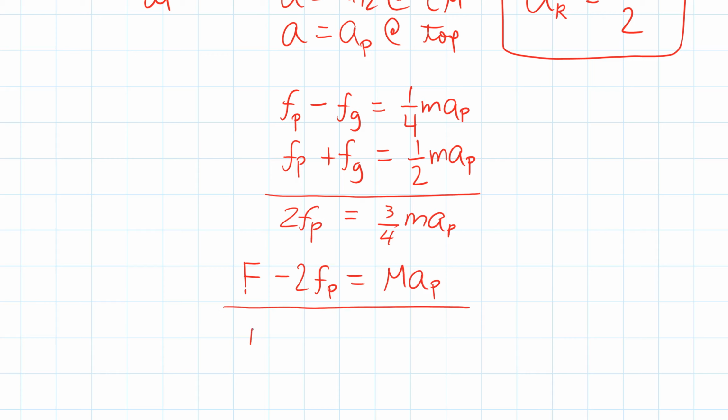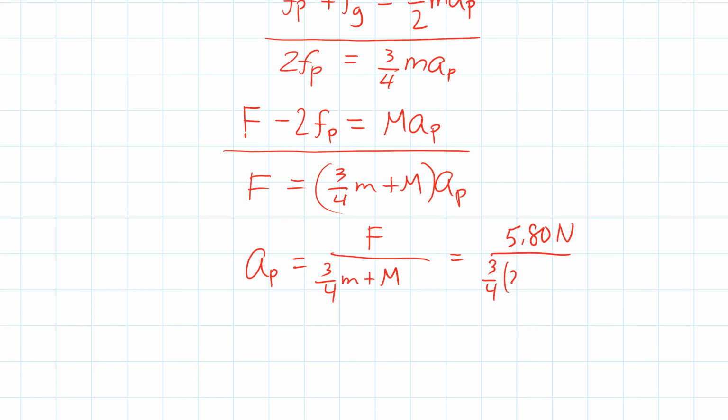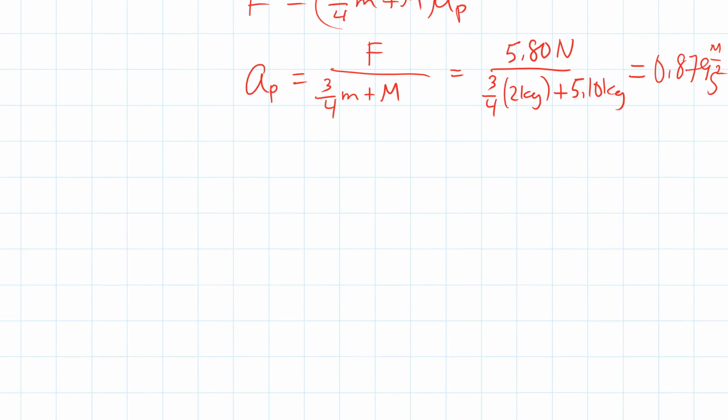Simply add those together and we get F is equal to 3/4 M plus big M all times the acceleration of the plank. Now we plug in the numbers that were given here to solve for F, and I'll put in the numbers that you gave me. So F is 5.80 newtons, and this is 3/4 times 2 kilograms plus 5.10 kilograms, and this gives us a repeating decimal, but just to round it, it's 0.879 meters per second squared. Okay, so that is the acceleration of the plank.